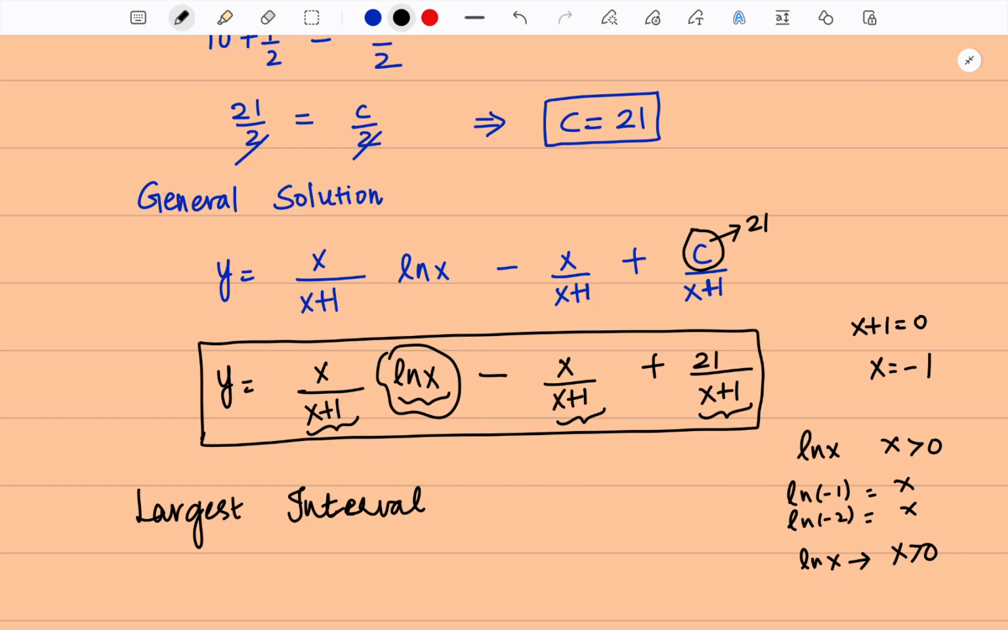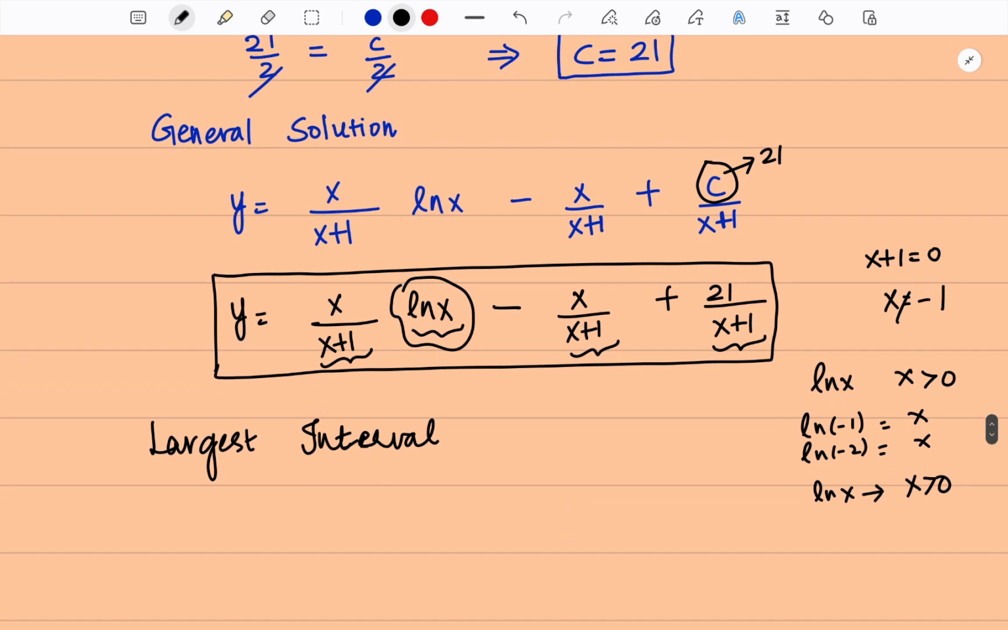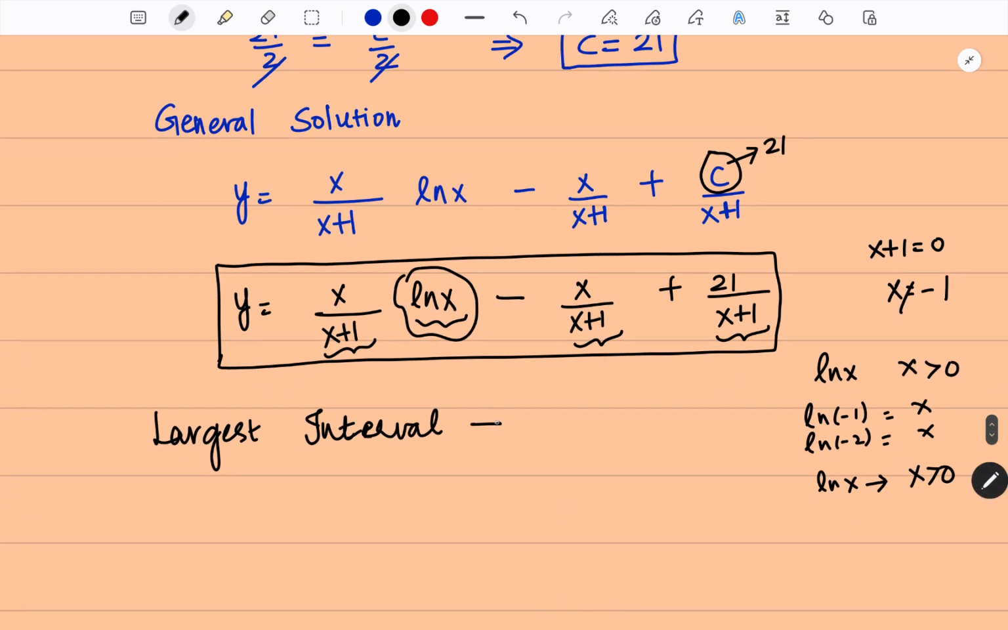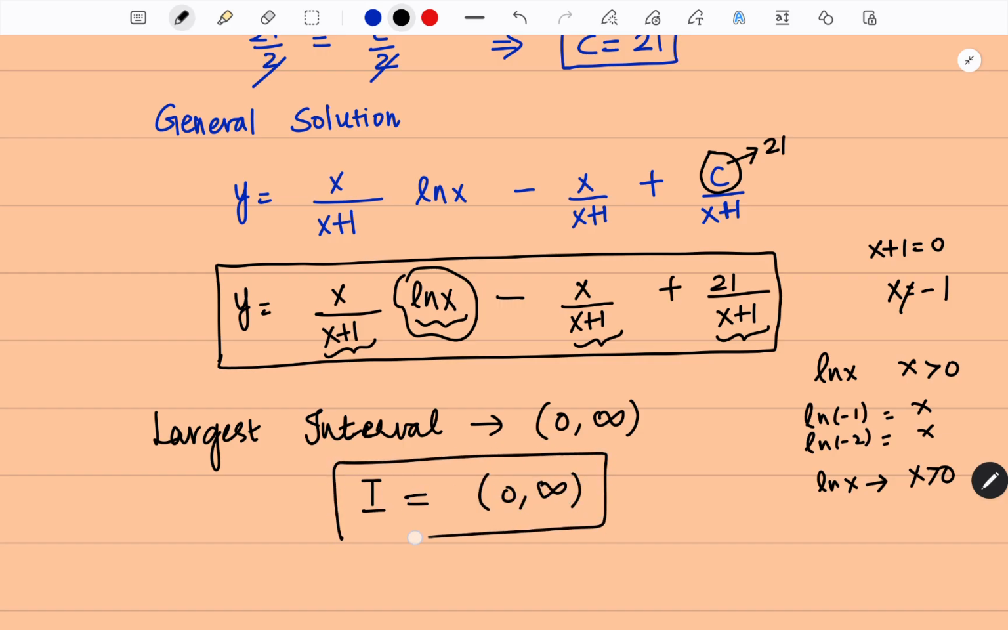Also this solution is valid where the denominator x plus 1 is not 0, that means x is not equal to minus 1. And also ln x is defined for x more than 0. So altogether, if you combine, your largest interval will be 0 to infinity. Negative values will not come. So it is defined over I, so I is equal to 0 comma infinity.